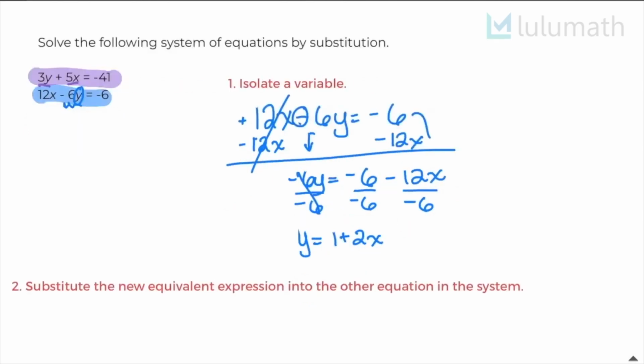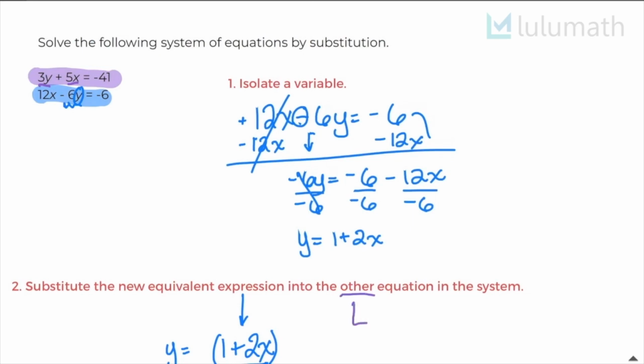Okay, so now that y has been isolated, we can substitute the new equivalent expression into the other equation in the system. So here, our new equivalent expression is y equals 1 plus 2x. So now we're going to replace the y with the expression 1 plus 2x. Again, y equals makes it an equation, but as an expression right here, we will replace y with 1 plus 2x into the other equation.